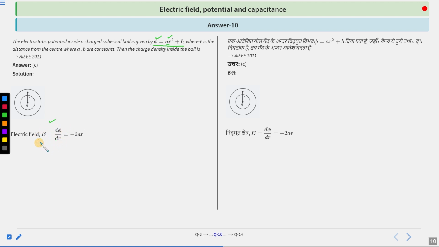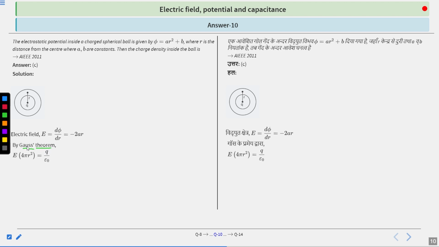So this is the electric field. By Gauss theorem, the total flux inside a closed surface is equal to 1 upon epsilon naught times the total charge enclosed by the closed surface.